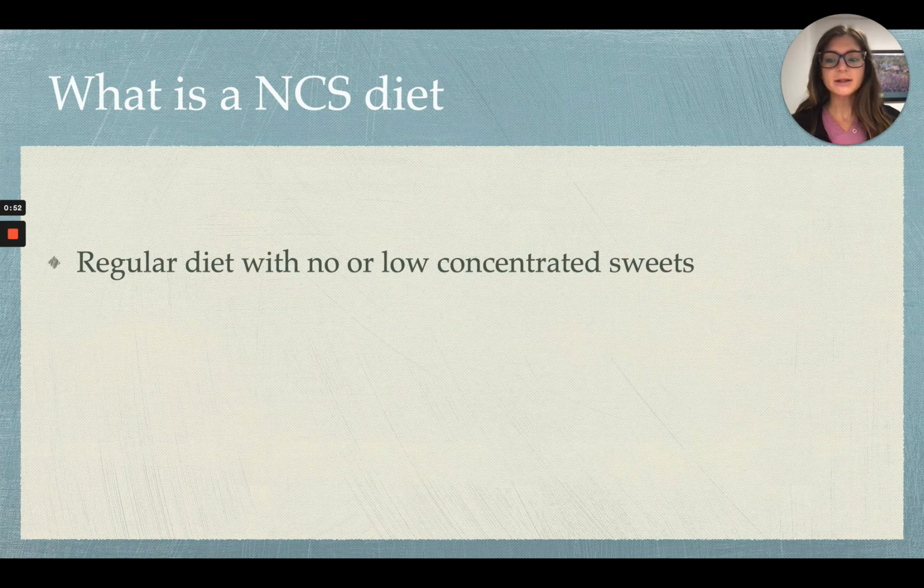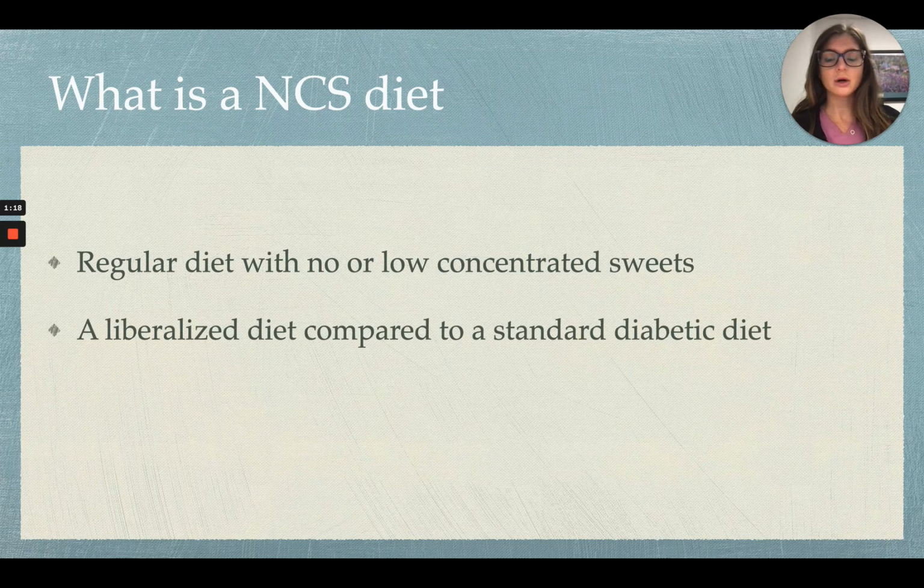It is basically a regular diet with low or no concentrated sweets. A regular diet would be the most liberal diet, and then we add on a restriction of the concentrated sweet items within the regular diet. We'll go more in depth about what those types of items are that would be restricted and considered concentrated sweets that we would want to restrict in this population.